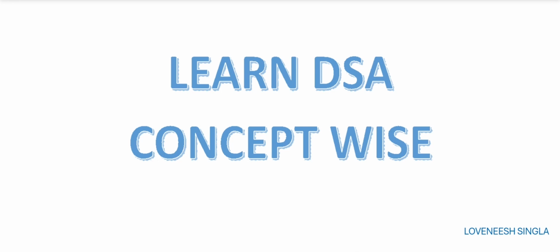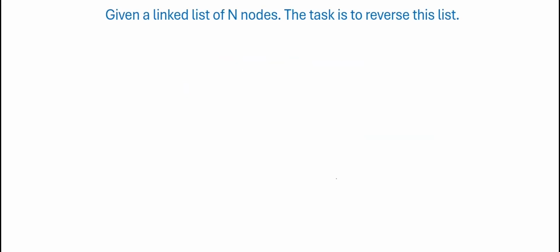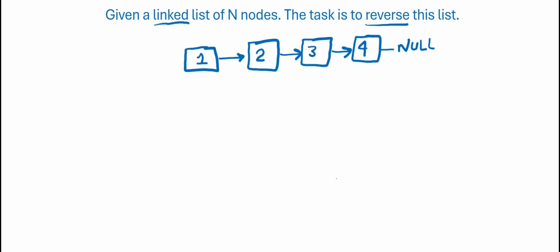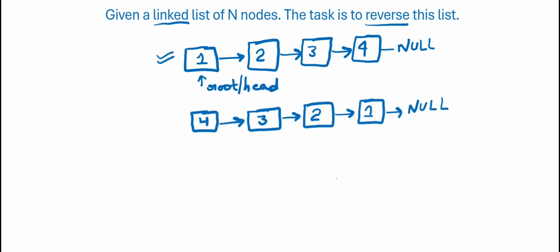So let's have a look at today's problem. We have given a linked list and our task is to reverse it. So let's take an example and understand from that. Let's say we have this linked list. This is the root, or we can say head, of the linked list. So after reversing this, the new linked list will look like this.